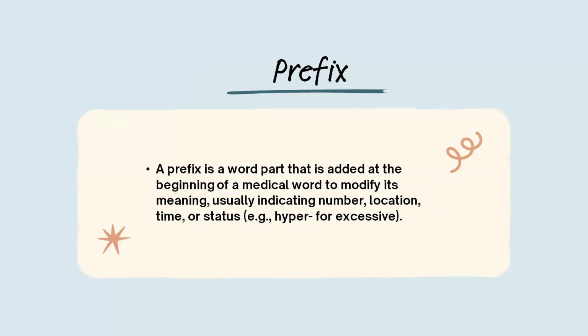A prefix is a word part that is added at the beginning of a medical word to modify its meaning, usually indicating number, location, time, or status. For example, hyper for excessive. The word hyper is a prefix that we use before any root or suffix.